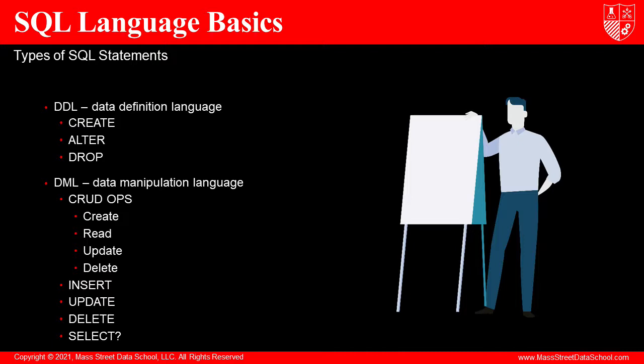DML, or Data Manipulation Language, gives us our CRUD ops. CRUD ops is a term I use frequently. It stands for Create, Read, Update, Delete. These are the basic functions of the database: creating data, retrieving data, updating data, and deleting data. DML lets us do these things and will be the overwhelming majority of the code that you write.